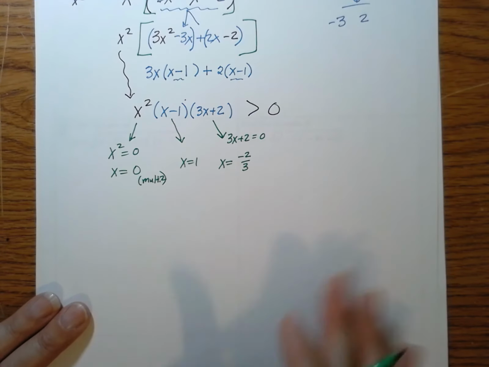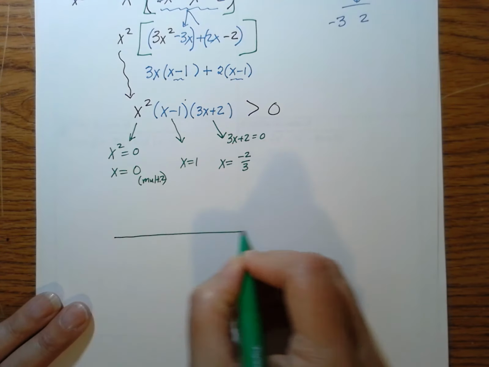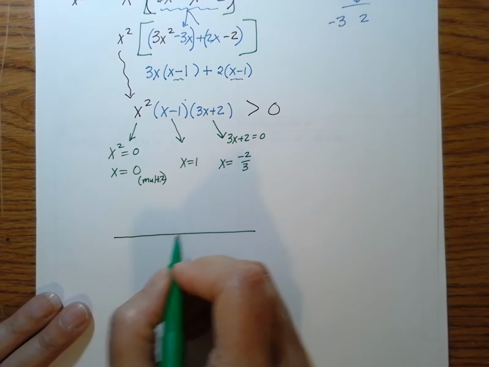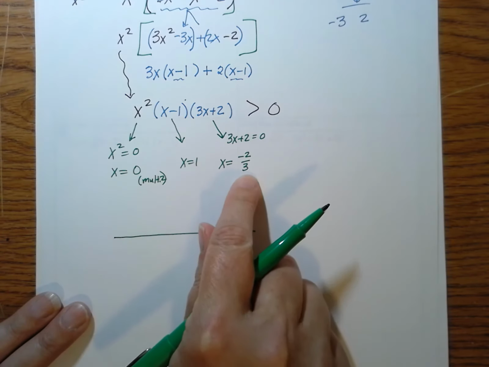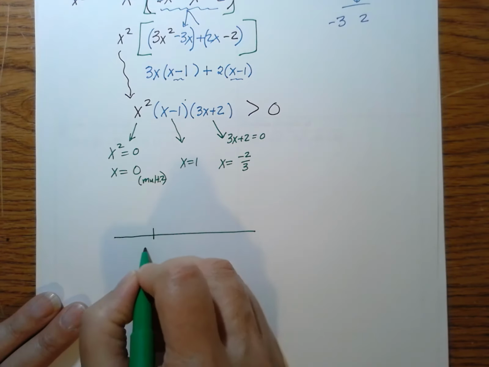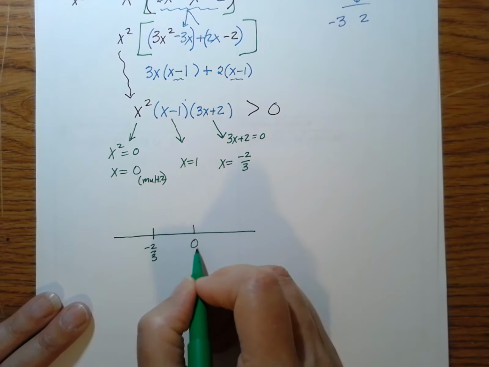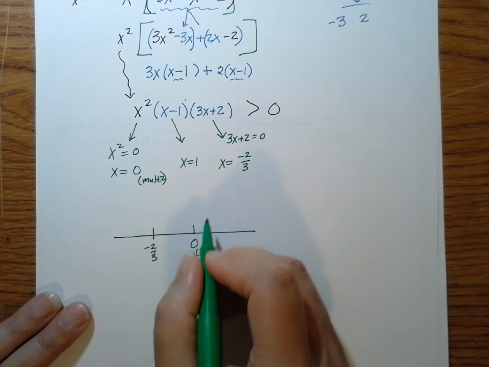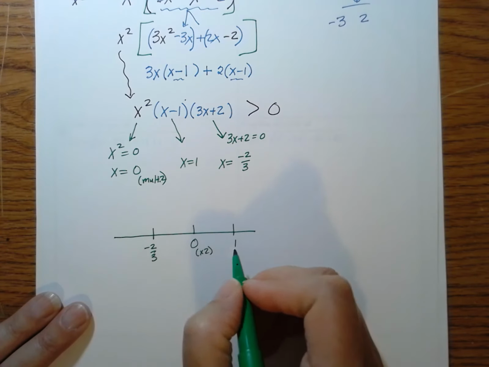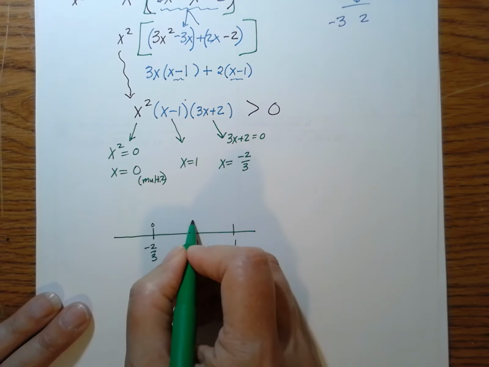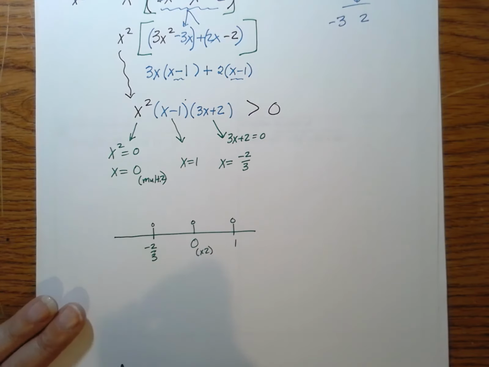Now we have the zeros, so we're going to just organize this on a number line and see what it would look like in a quick sketch of a graph. So checking the order, negative 2/3 comes first. 0 would be next, and its multiplicity is 2, and then the 1. And each of those x values produces a 0 as an output.